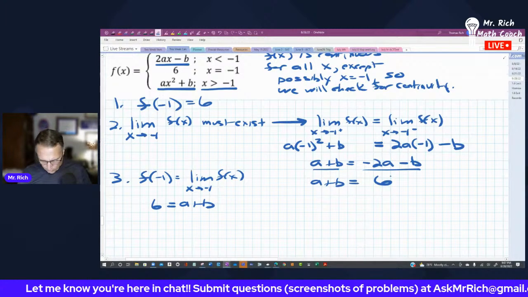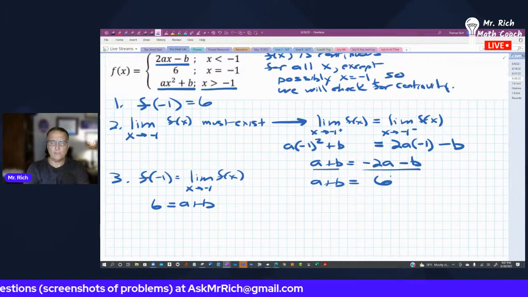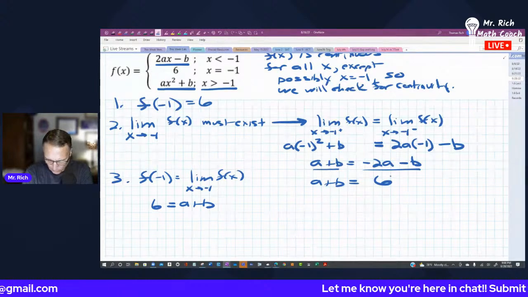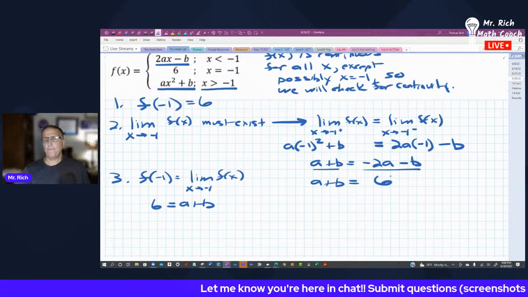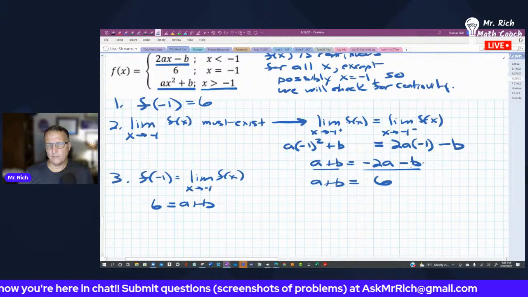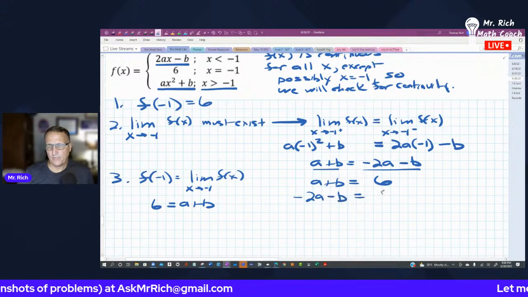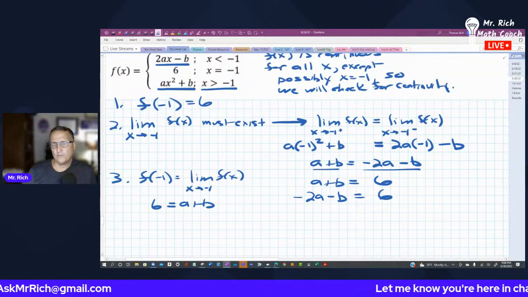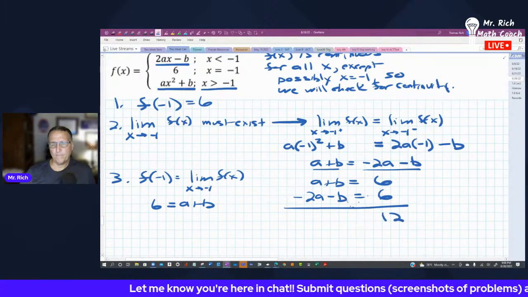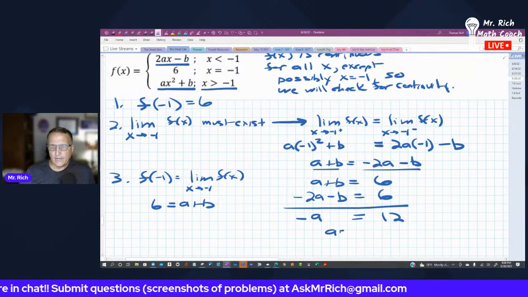Okay, so what do we want to do? I would like to solve this system of equations that I have, and that's exactly what I'm going to do. So the first thing I'm going to do is set both of these things equal to 6, right? I can say that a plus b is 6. I can say that -2a minus b has to also be equal to 6, just through substitution. If I add those two equations together, the b's cancel. This is a -a, and I get a is equal to -12.